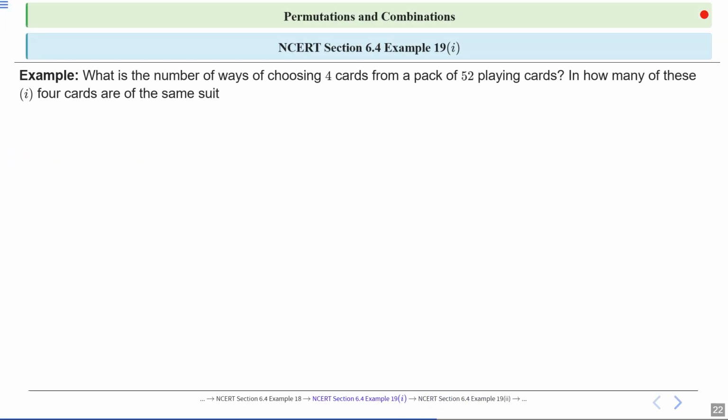Now, we will look at example 19. Here the first part of the example shows how to choose 4 cards from a pack of 52 playing cards. Here we are looking at the number of ways when the 4 cards are of the same suit. So let's find it.